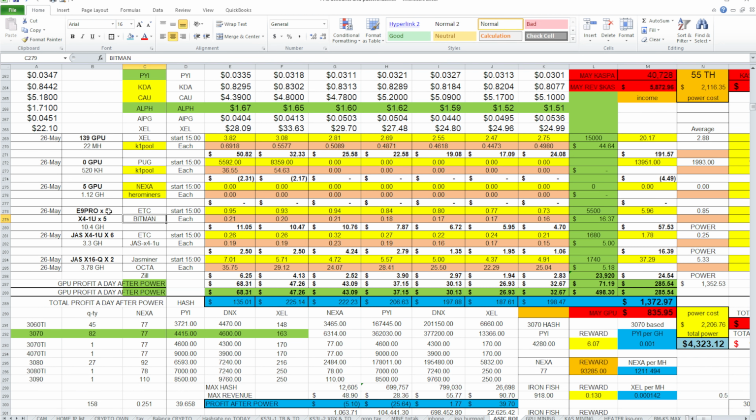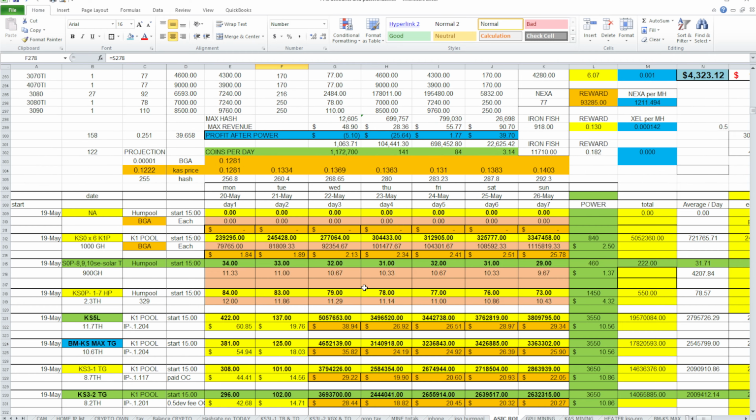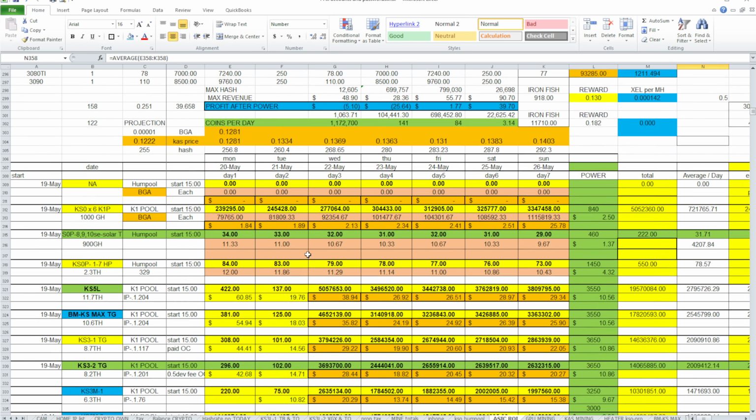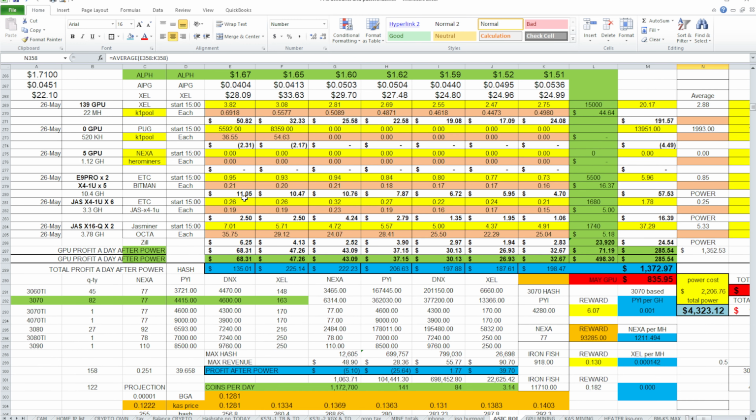So Ethereum Classic on my E9 Pros, two of these guys, and 1x41U doing 10.4 gigahash. It used to make almost one Ethereum Classic every day before, right? Well, the average was roughly 0.95. Not one coin, but 0.95 Ethereum Classic. And now at the end of the week, it's 0.73.